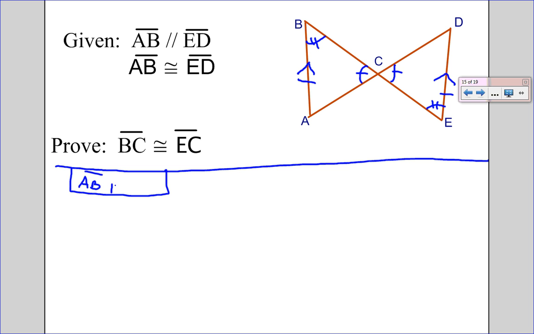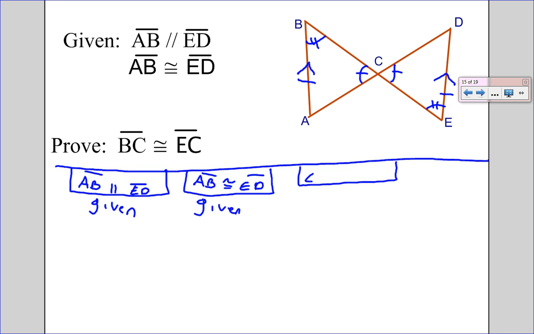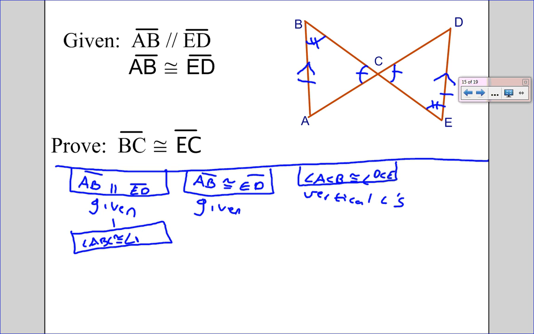AB parallel to ED. That's our given. We have AB is congruent to ED, and that's another one of our givens. And we also used the fact that we had vertical angles in this problem. So angle ACB is congruent to angle DCE, vertical angles. So from our parallel lines, we learned that angle ABC was congruent to angle DEC.